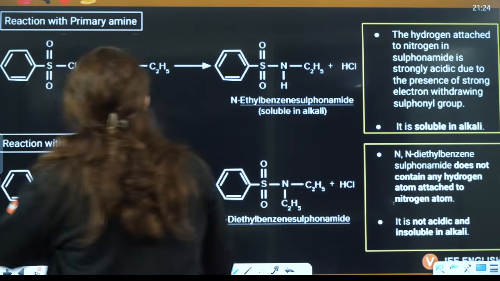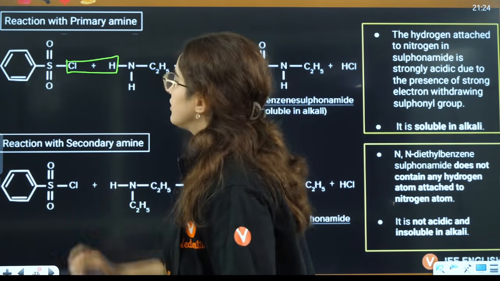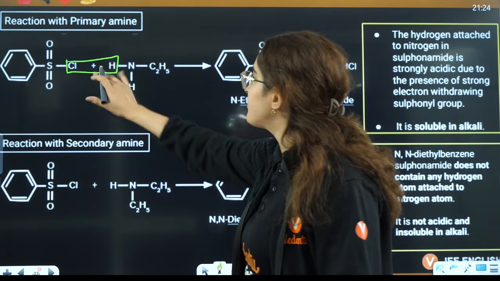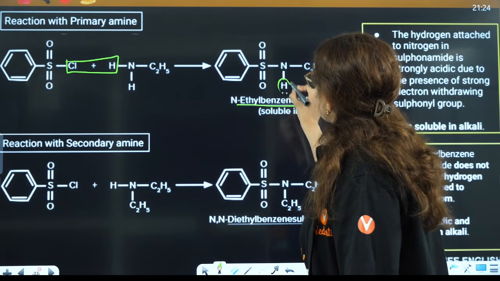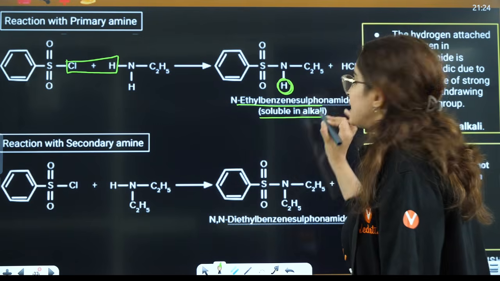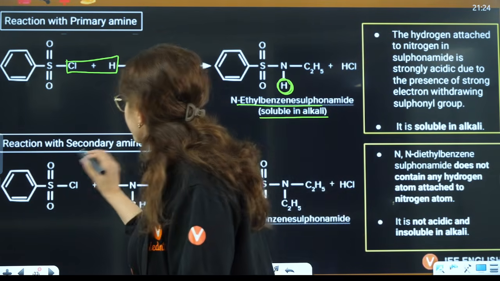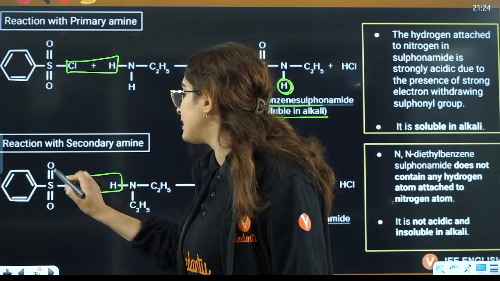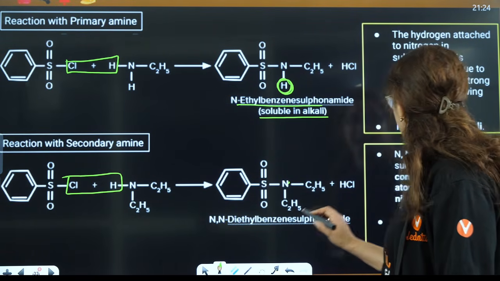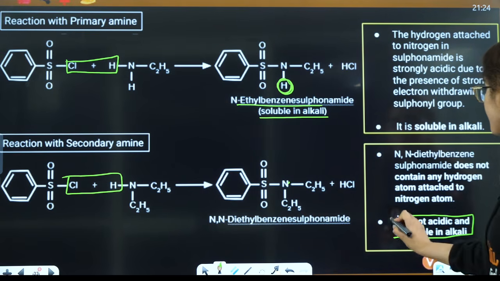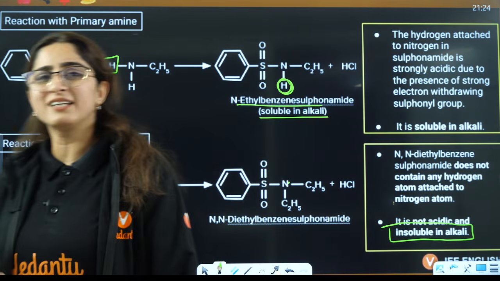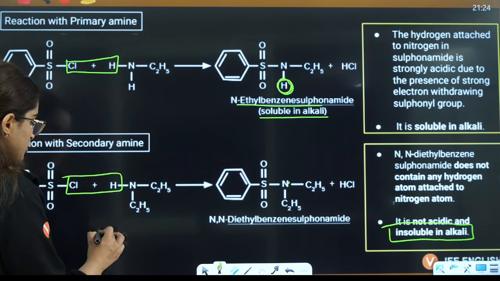With the primary, this is to distinguish primary, secondary and tertiary amines. For the primary amines, HCl will be eliminated and because of the hydrogen on the nitrogen that is still there in the product, it will be soluble in the alkali, right? Now reaction with secondary, this HCl will be eliminated and hence you will have the product here. Here you don't have any hydrogen, so that will be insoluble in alkali. So in the secondary, the product will be insoluble in the alkali, and tertiary does not give any reaction.